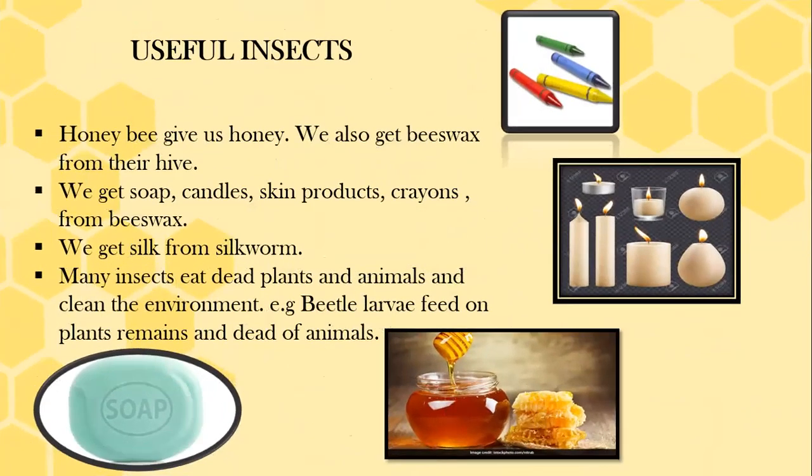So, honeybee. Now let us see what else we get from this. The honeybee gives us honey. We also get beeswax from their hive, and from it crayons and candles are made. We get soap, candles, skin products and crayons from beeswax. Okay, we get silk from the silkworm. Many insects eat dead plants and animals and clean the environment, as I've told you just now. Okay, beetle larvae. Fine, so these are the things we get from the useful insects.